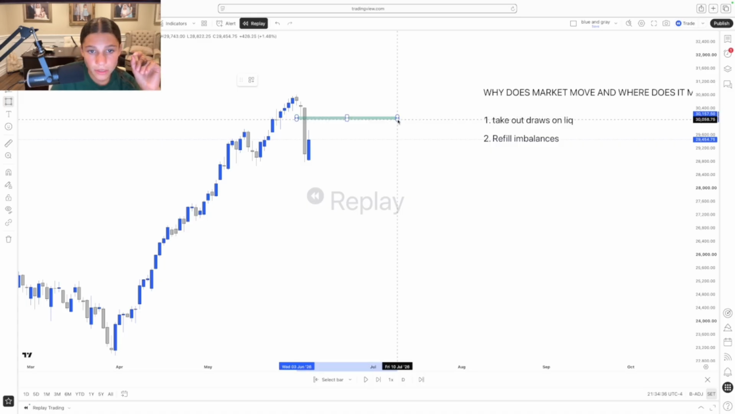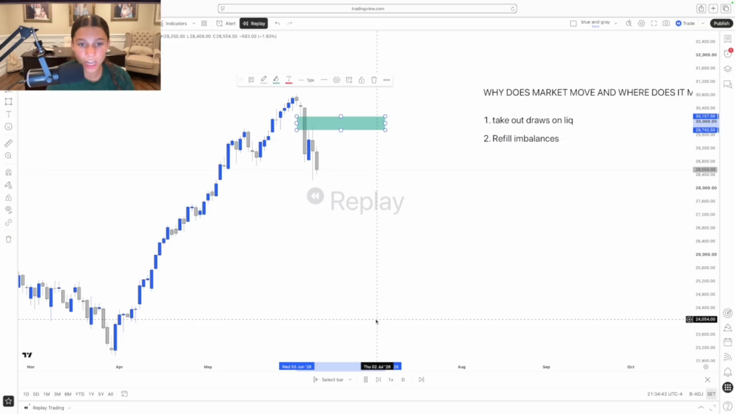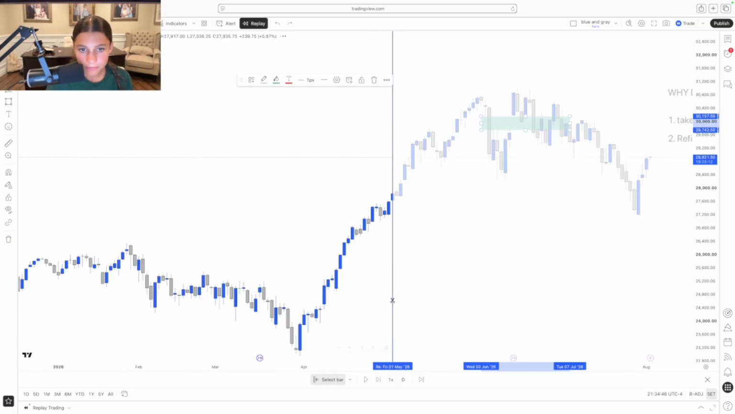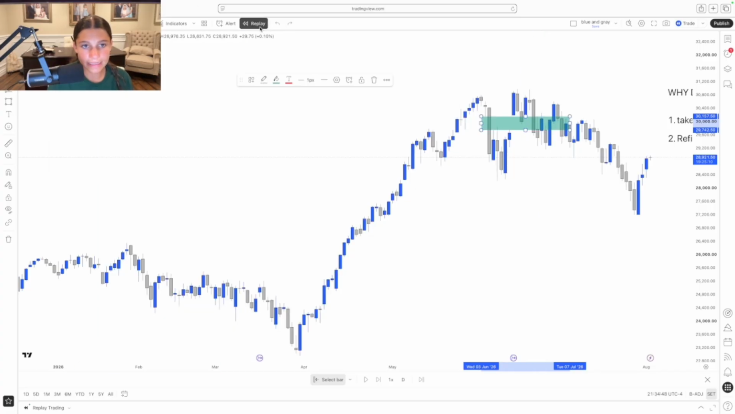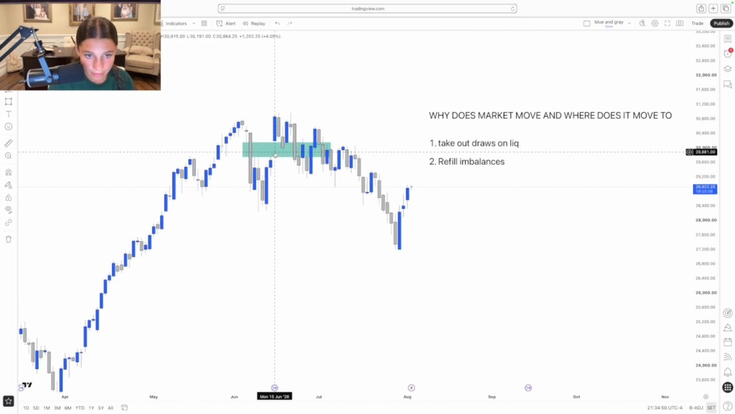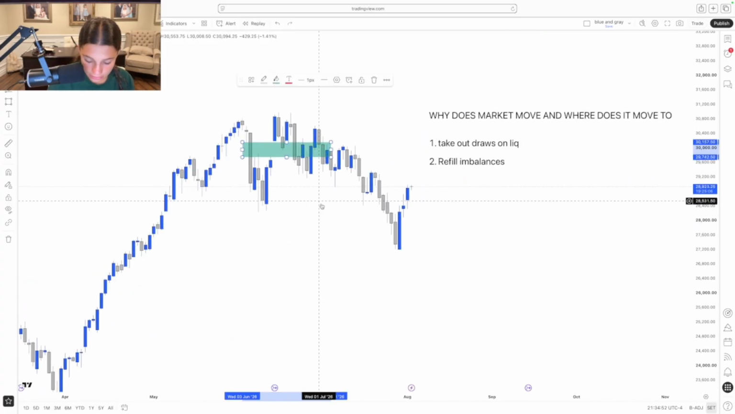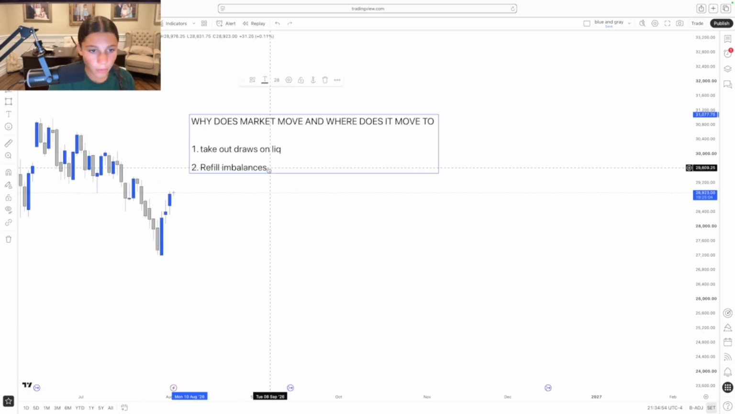What is price going to want to do most of the time? Tap right back into that to fill that imbalance and to either push down or push up. In this case, we pushed down, came up, pushed down. Right, so it's literally that simple, right? So you're just refilling imbalances and all that. So what could be under refilling imbalances?